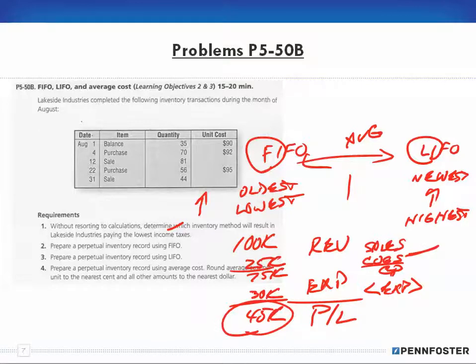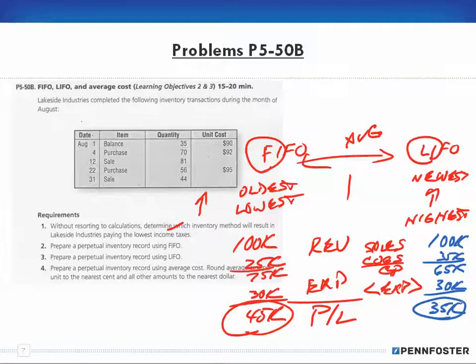However, on the opposite side of the coin, if we look at LIFO, and we still had this 100,000 in revenue, but now our cost of goods sold is higher because the prices are higher, and let's say instead of 25,000, it's 35,000. Now we're talking about having $65,000 in gross profit, and we take out the same 30,000 in expenses. So now we only have 35,000 as a profit that we're going to pay taxes on.